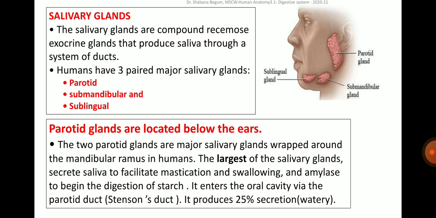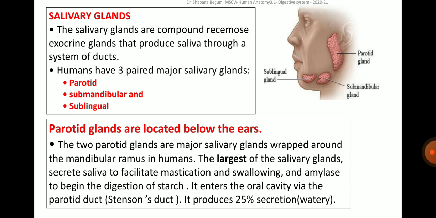The humans have 3 paired major salivary glands. They are called the parotid glands, submandibular glands, and the sublingual glands. Fine. Let us learn about each of them one by one. First being the parotid glands. These are located just below the ears.